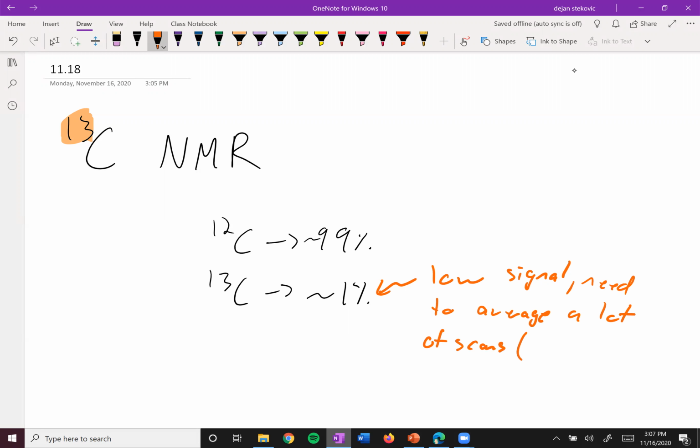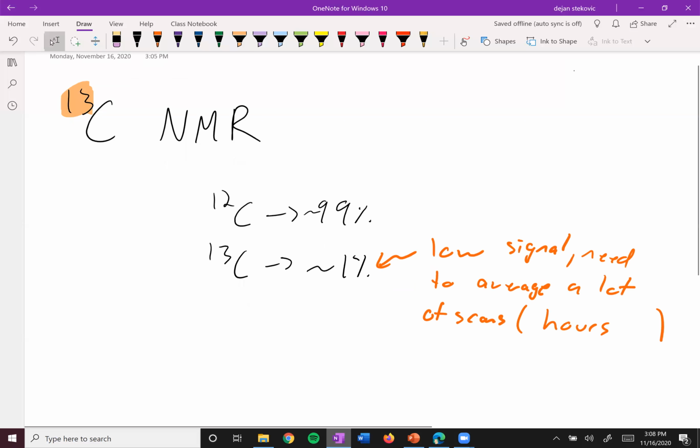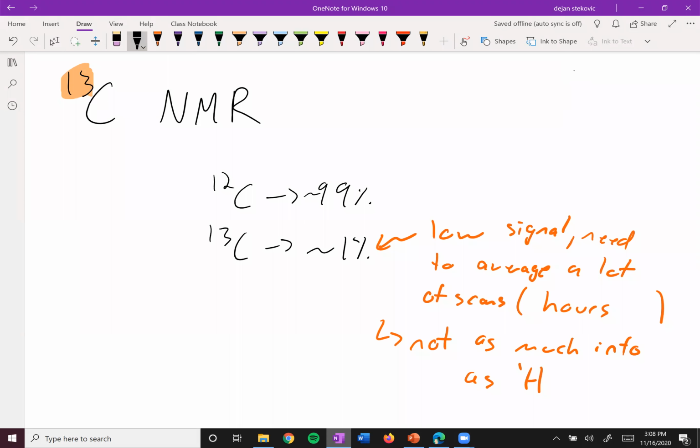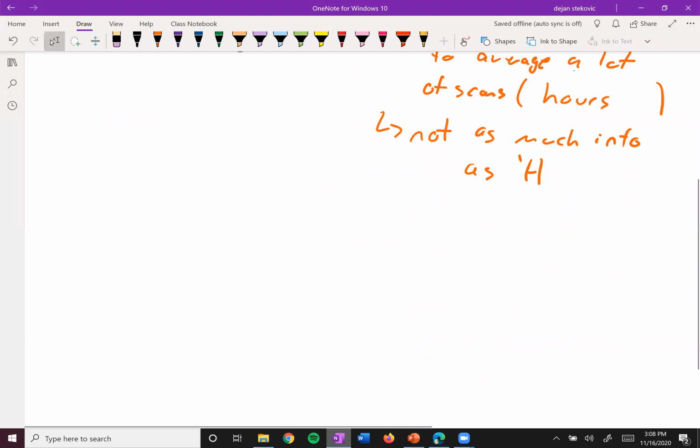With proton NMR, you can get the spectrum in like a minute or two. This one will take hours. Usually when you do carbon NMR, you set it up in the instrument and just let it run overnight, then come in the morning with your NMR. And this one actually doesn't have as much info as proton NMR, right? So it takes longer and gives not as much info, but it is still useful, especially when you get to more complex molecules.